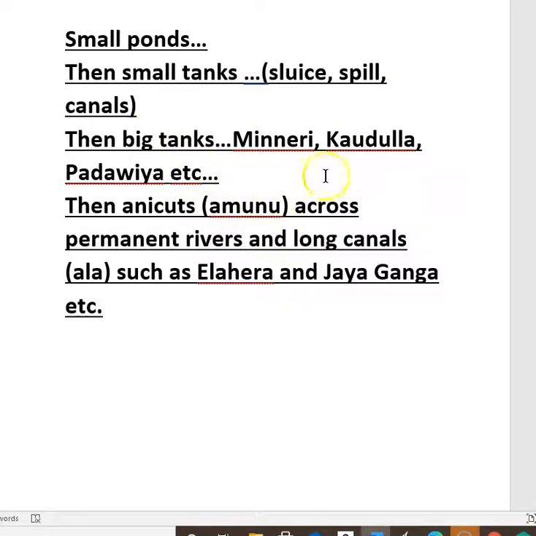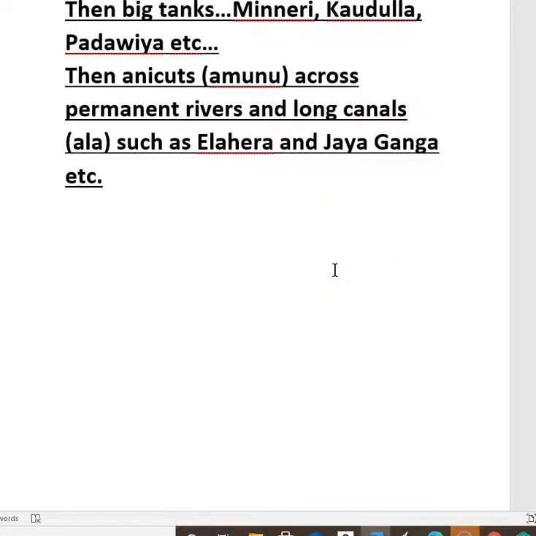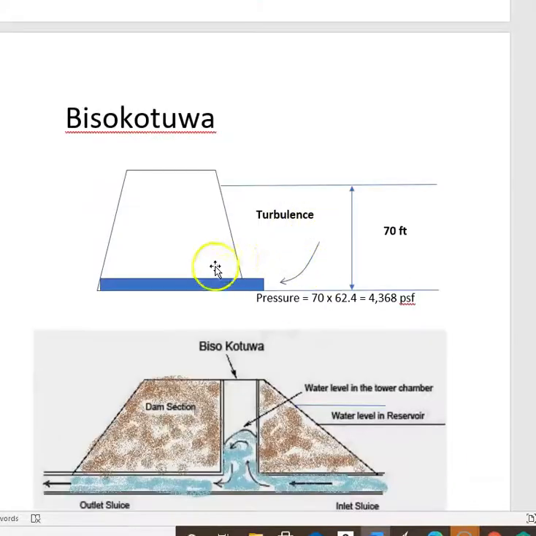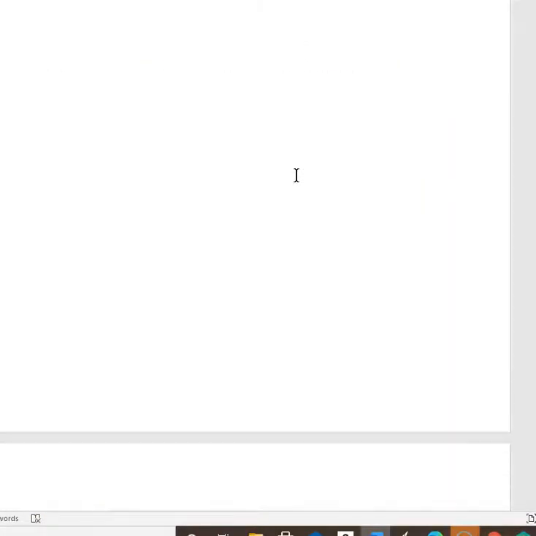So now we have huge reservoirs, and there has to be a way to get water out of these reservoirs in a controlled manner, and that's where the Bisokotuwa came in. And as you saw on that video, without this Bisokotuwa, you are going to be having these failures of bunds very often, and these failures of big reservoirs are going to create a lot of damage, and it's not a feasible thing to have these big reservoirs without Bisokotuwa.